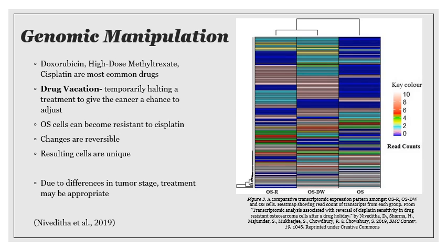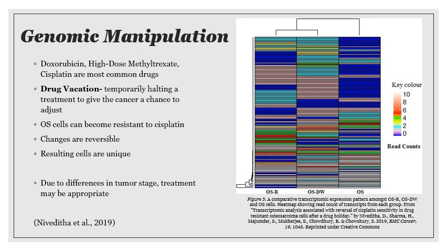So when it comes to treatment of osteosarcoma through the chemotherapy route, doxorubicin, high-dose methotrexate, and cisplatin are the most common drugs that are used. Unfortunately, osteosarcoma cells can become resistant to all of them. One study looked at resistance to cisplatin and a phenomenon called a drug vacation. So when it comes to chemotherapy, if you halt treatment for a little bit, the cancer can adjust to the new environment of the cell.